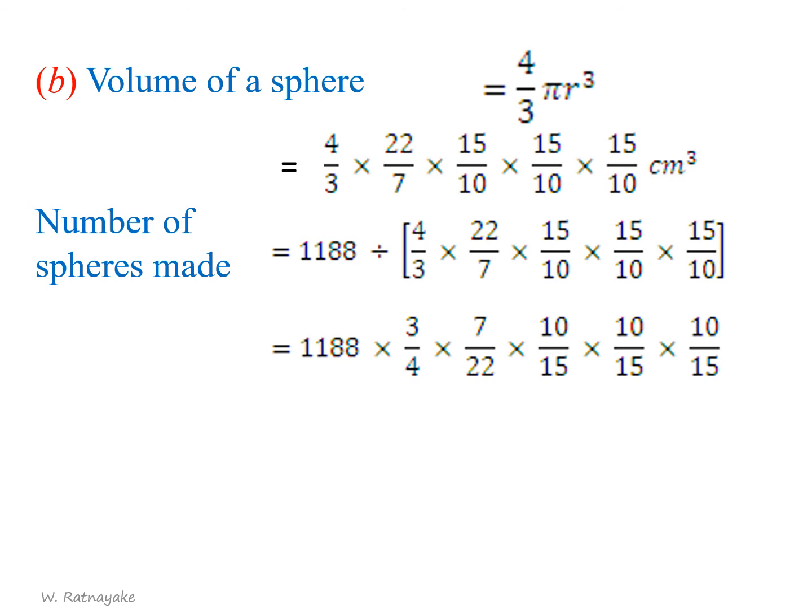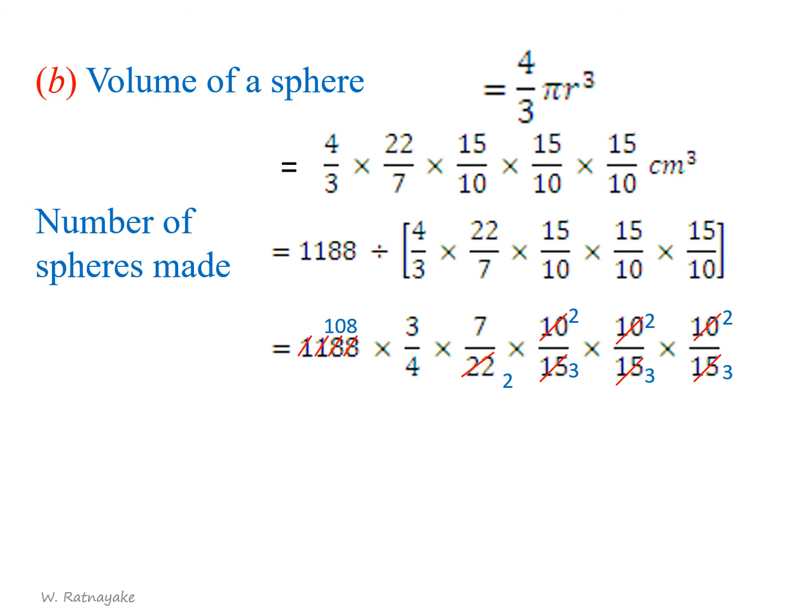Now this 15 and 10 we can divide by 5, that is 15 divided by 5 is 3, 10 divided by 5 also 3, here also we get the same thing, and we can divide this 22 by 11 and 1188 by 11. 11 has 1 11, 8 0, 88 has 8, therefore the answer is 108.